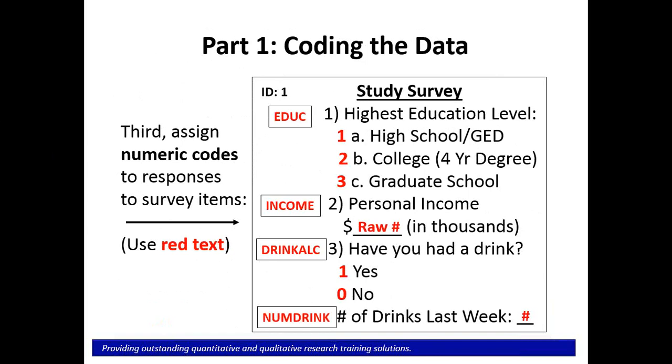Okay? And then you'll see for personal income, item 2, we put raw number. So whatever they say, we put. Number 3, drink alc: 1 is yes, 0 is no, and no is always 0. We'll explain that later. So if the person is asked, have you ever had a drink, and they say yes, they get a 1. If they say no, they get a 0. And the number of drinks, again, is going to be the raw number they indicate.